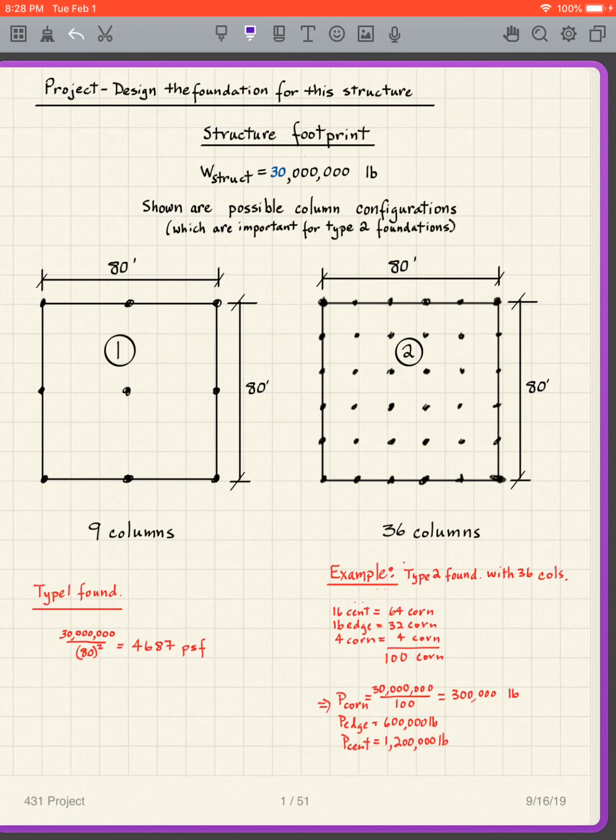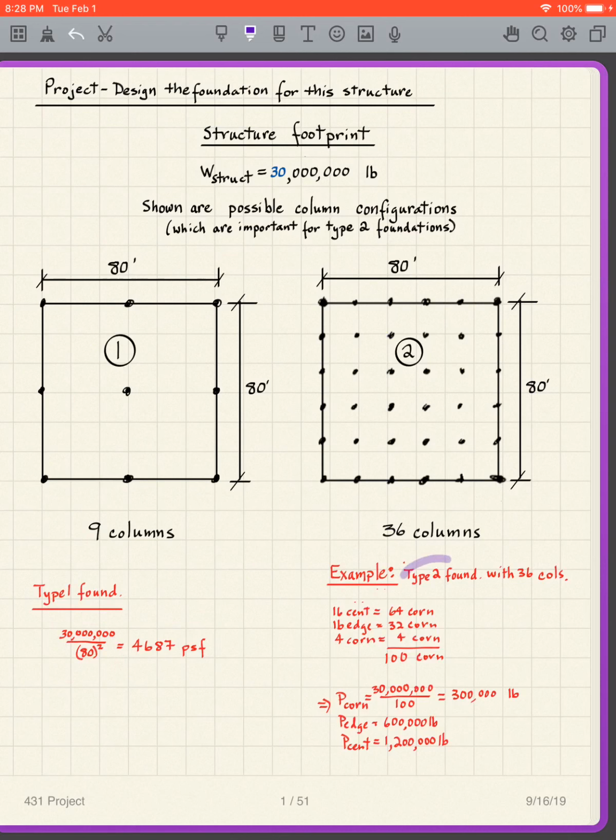Now, the type 1 foundation is easy to figure out what is our Q, essentially. And that's simply going to be, because the type 1 foundation is the big mat, it's simply the 30 million divided by 80 squared. So 80 squared, 80 squared. And that gives us a Q of 4687.